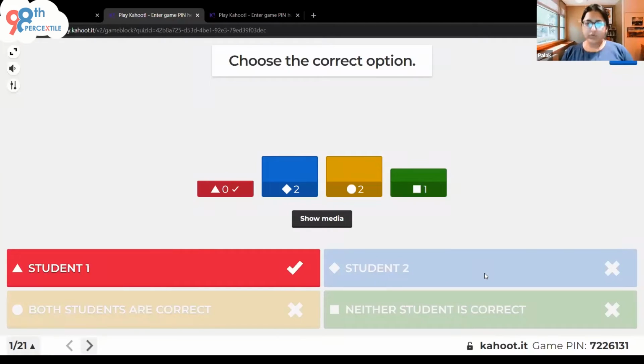Okay, guys, just give me 1 second. I am not able to turn off the annotation. Let me try sharing again. Okay, yes, so none of you could get the answer correct.